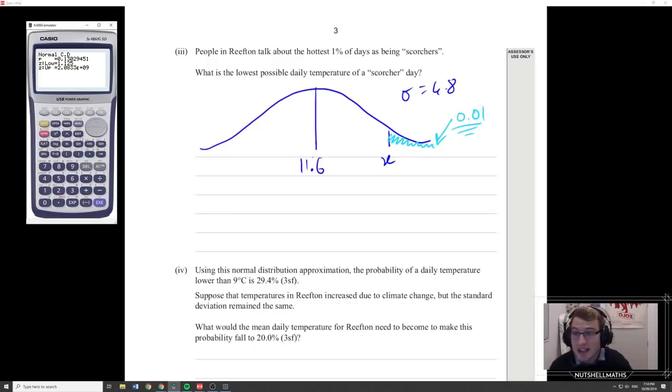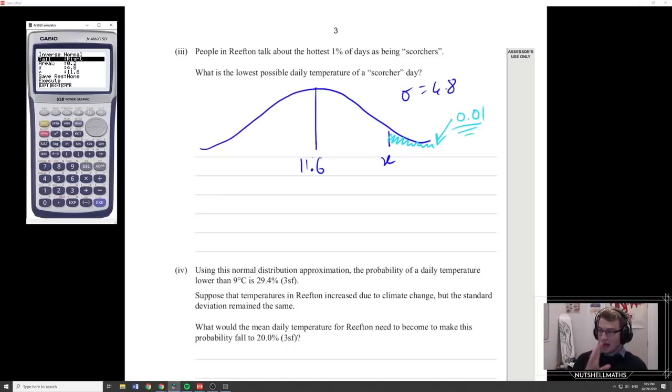To do that, we do the inverse normal function on our calculator. So we go Stat, Distribution, Normal, Inverse Normal. If you have a fancy new calculator, you will have this tail section. If you have an old green calculator, you will not. It always calculates from the left.